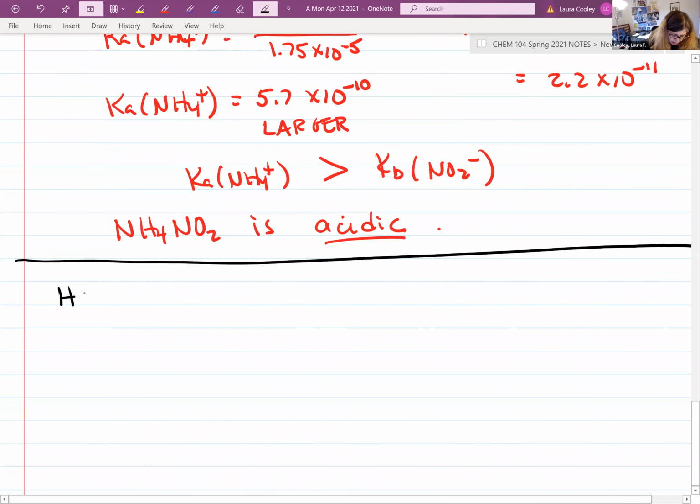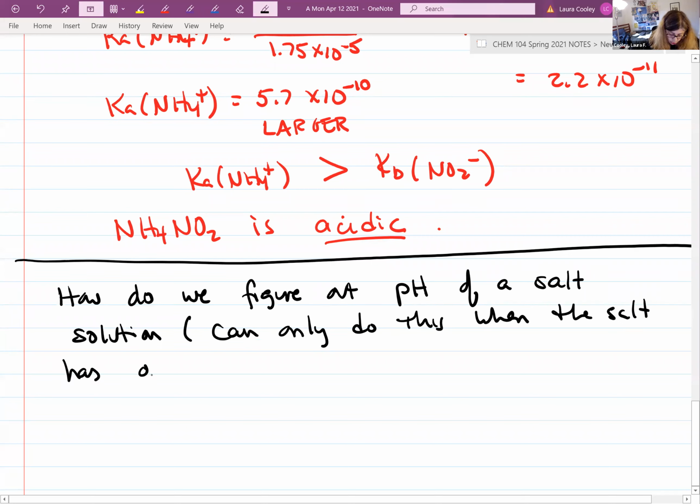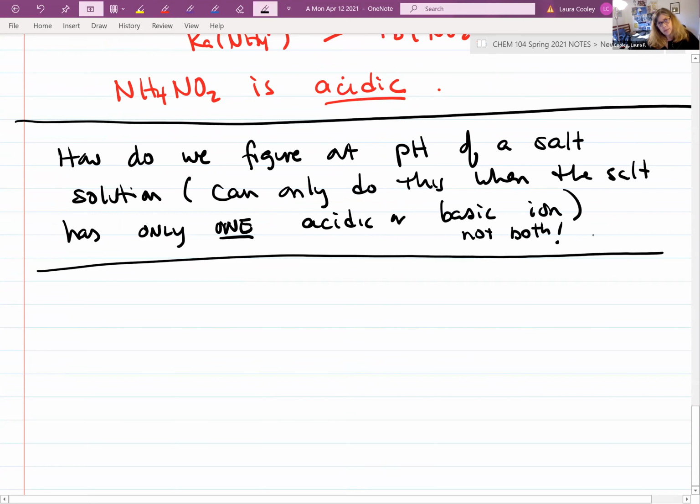Okay, so the question is, how do we figure out the pH of a salt solution? We can only do this when the salt has only one acidic or basic ion, not both. I'll show you a couple of examples, one for a basic salt and one for an acidic salt.